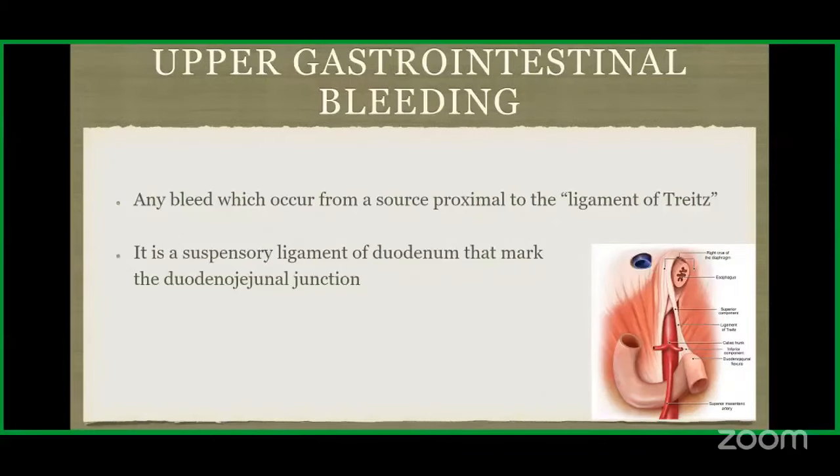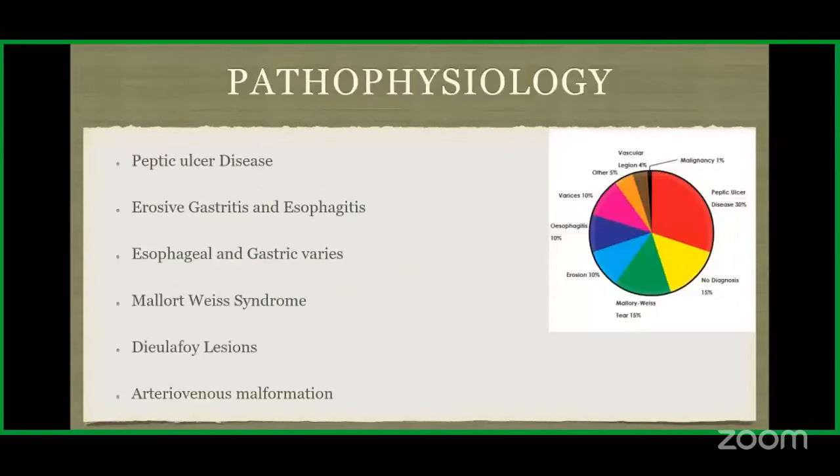Starting with the pathophysiology of upper GI bleed. The most common cause of upper GI bleed is peptic ulcer disease. The other causes, in order, are erosive gastritis, esophagitis, esophageal and gastric varices, Mallory-Weiss syndrome or Mallory-Weiss tear, Dieulafoy lesions, and AV malformations.